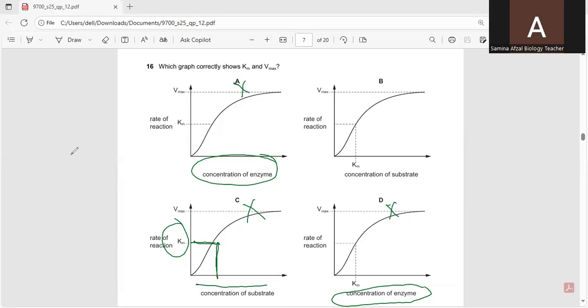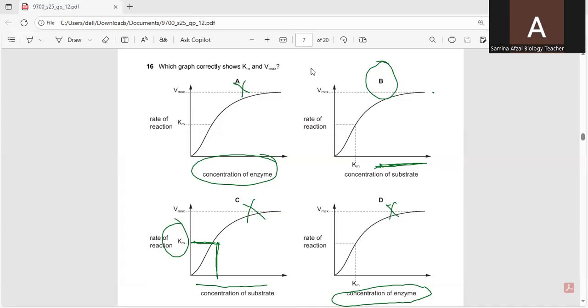The concentration of the substrate and the Km value are on the x-axis. The curve shows a hyperbolic relationship, which is characteristic of Michaelis-Menten kinetics. This curve approaches a maximum rate. You can see this is the V maximum, and the Km value can be found, which is half of the V maximum. This value can be seen on the concentration of the substrate, on the x-axis. So B is the correct option.